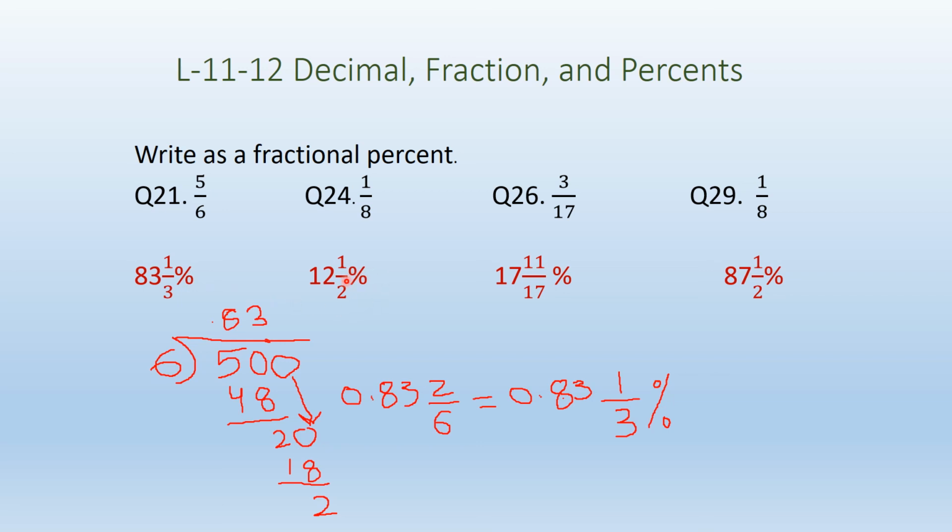Try the same on paper. Then the answers are 12 1 by 2%, 17 11 by 17%, and 87 1 by 2%. Okay.